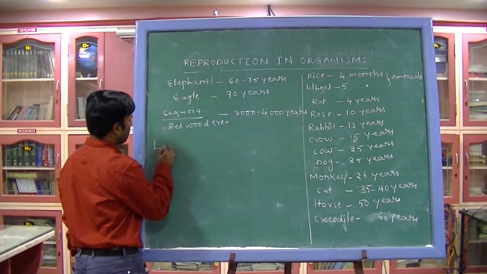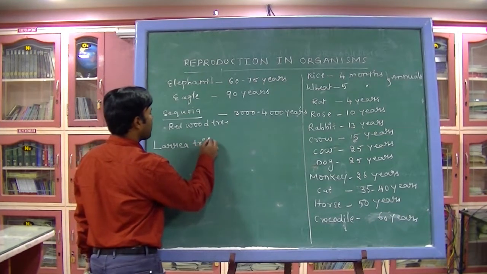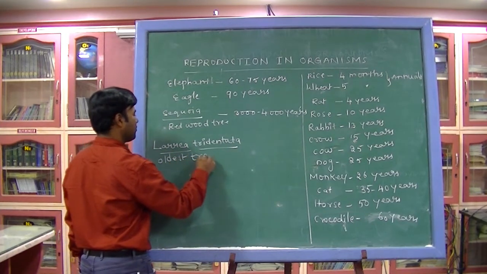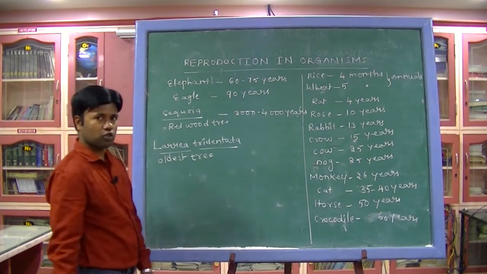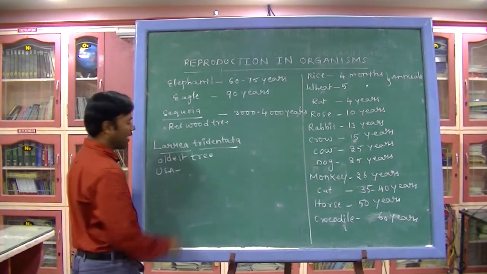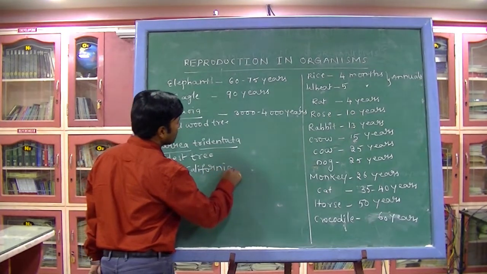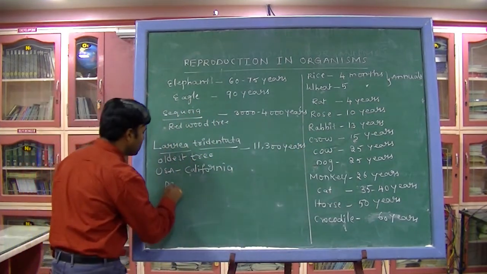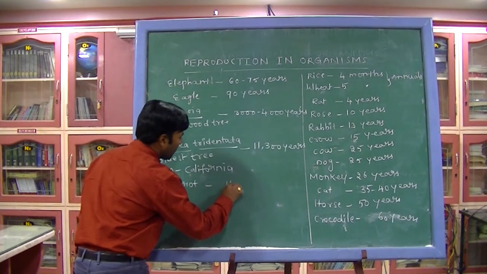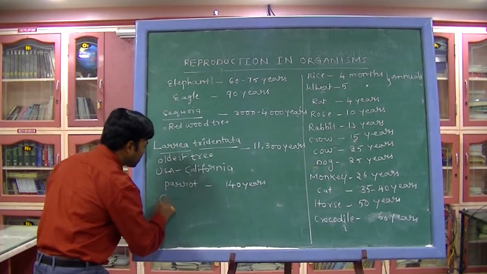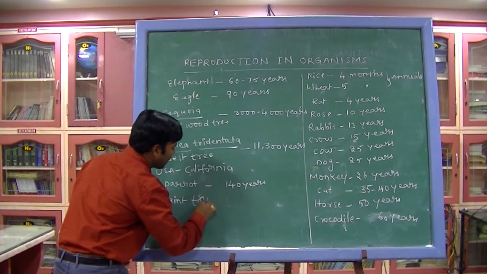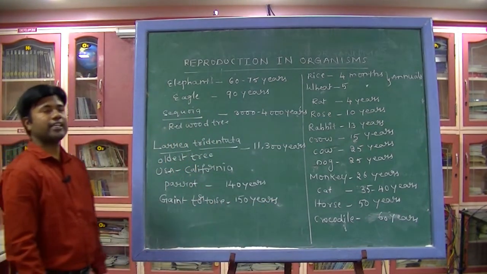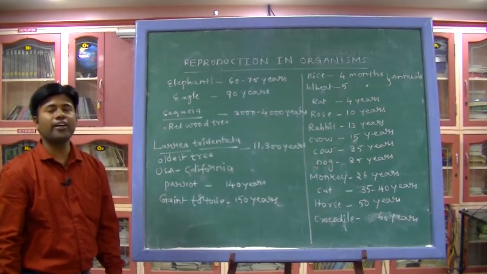Next, Larrea tridentata, it is one of the oldest trees existing on the earth as per the information so far, which lives in California, United States of America. That is about 11,300 years. And parrot: 140 years, whereas giant tortoise, turtles or tortoise: 150 years, whale: 37 years, etc. Like that we can take many examples.